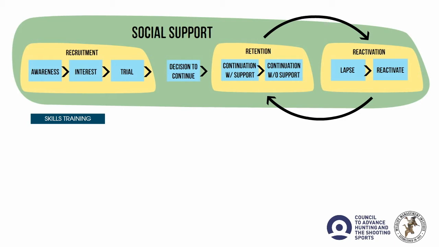So the map of our hunting skills training event begins with awareness and ends with interest. Now we can see that the impact of that program on the individual's overall process of adopting hunting really ends right there, before trial.